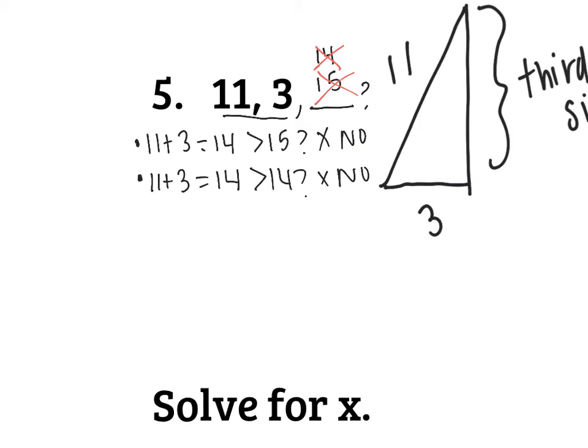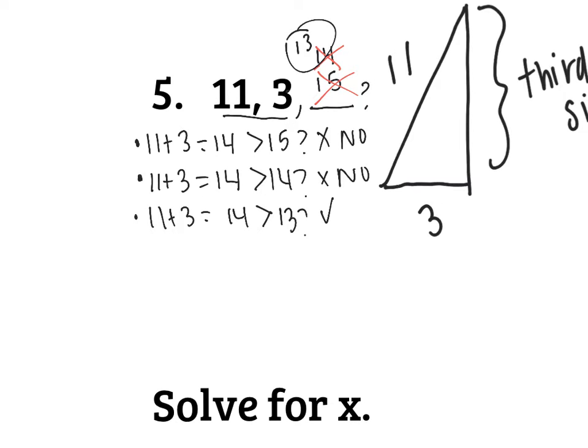Well, what about 13? Let's try 13. So 11 plus 3 is 14. Is 14 bigger than the remaining side of 13? Yes. Okay, so 13 works. 12, 11, 10, 9, everything like that would work, right? 11 plus 3, that's going to be bigger than anything smaller than 14. But now we also have to think about the other side of it. So what if I did 3 plus 13? Well, that is bigger than 11.